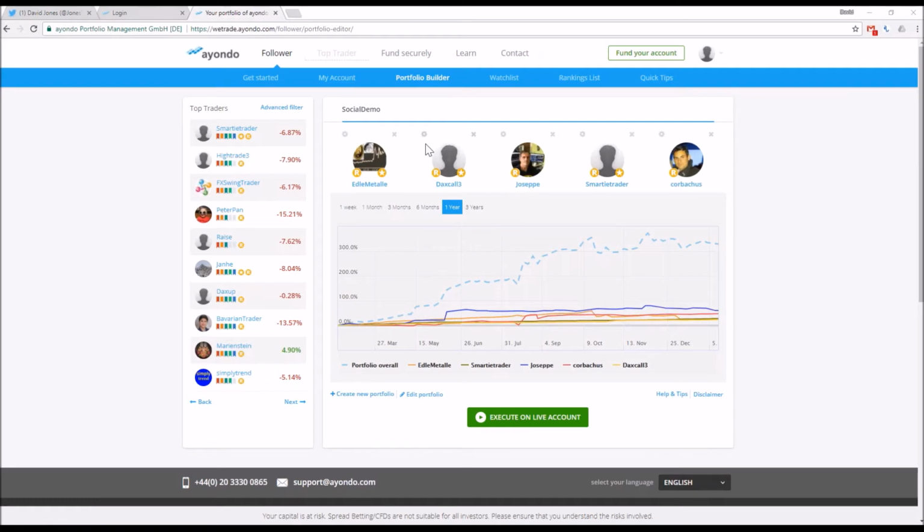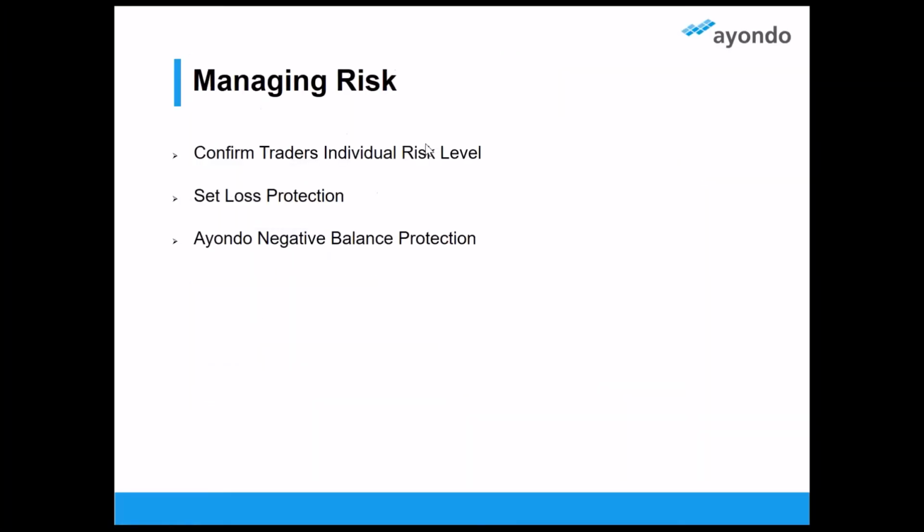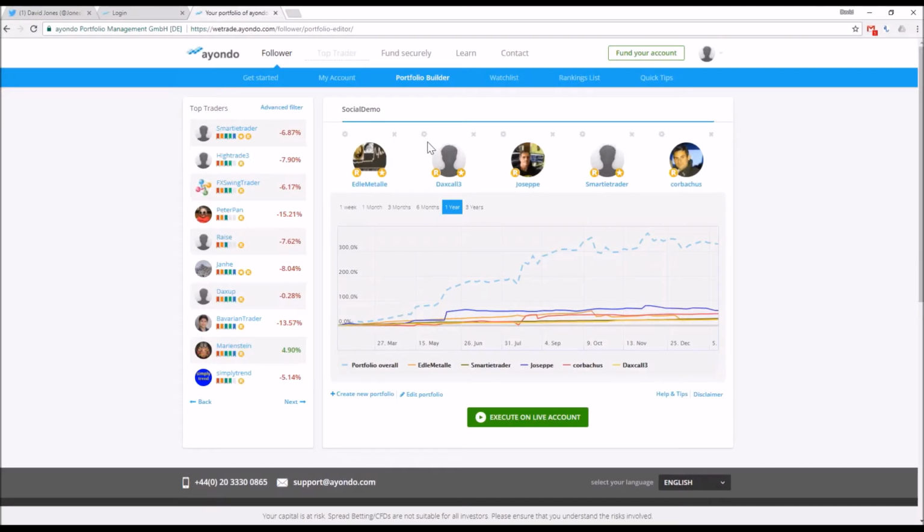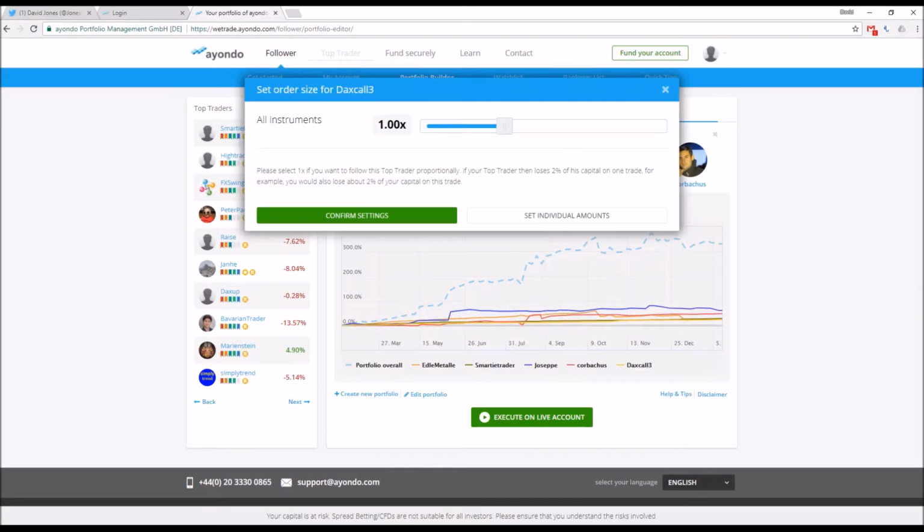Do I need to run through anything on the PowerPoint slides? Managing risk, here we go. This is what we're going to do now. So we're going to go to settings. Let me just explain this.